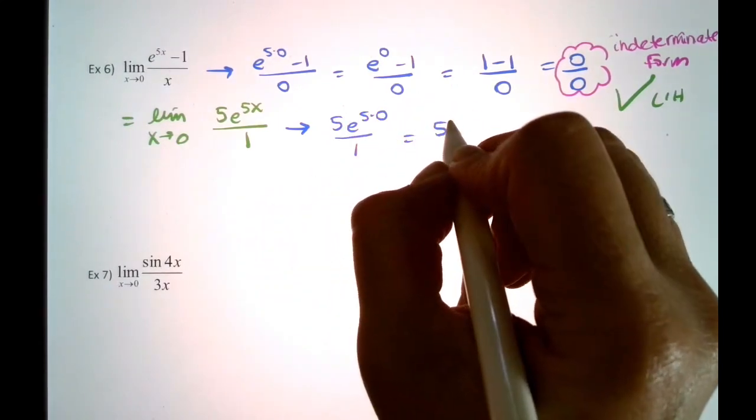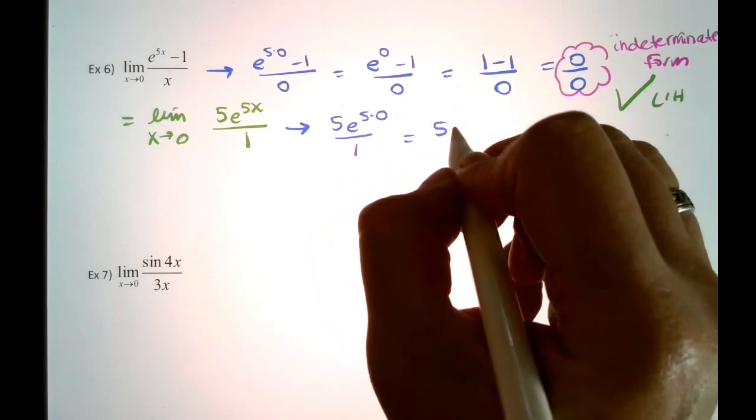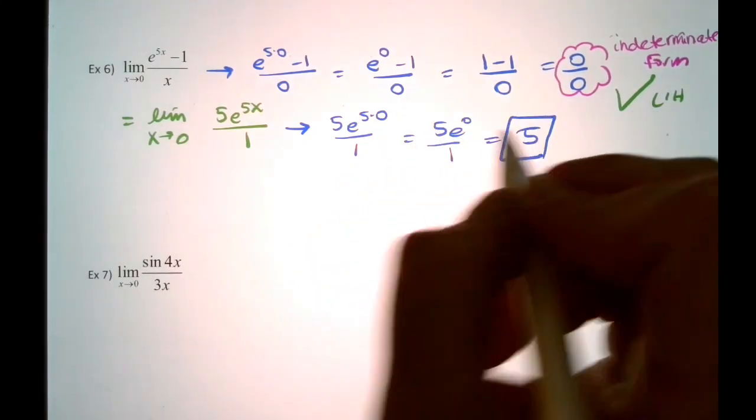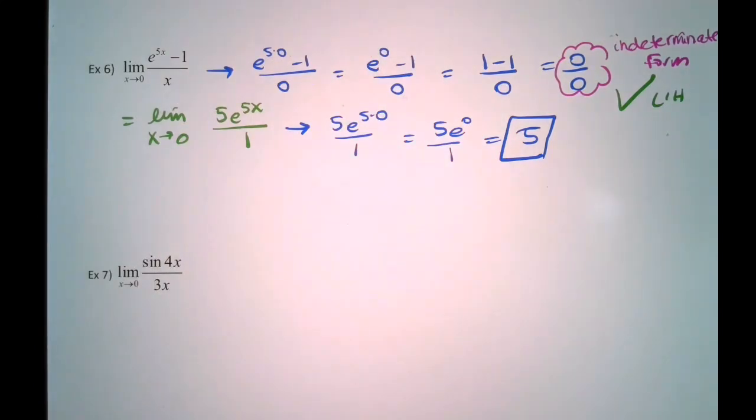Now remember, e to the, let's see, 5 times 0 is 0, so that's e to the 0. E to the 0 is 1. And we're good. My limit is 5. Okay, I don't have a Calc 1 technique to fall back on.